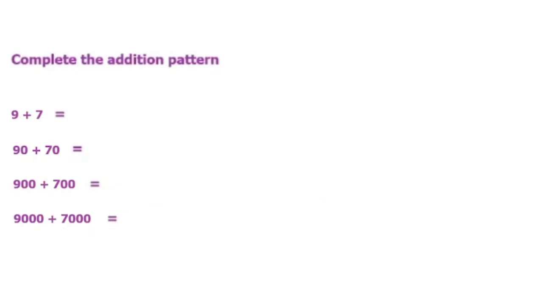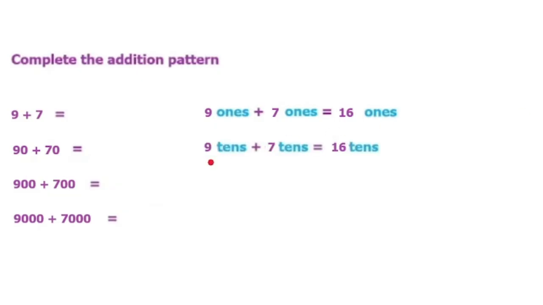So what you have to do for this kind of problem is break it down into place value. So we have 9 ones and 7 ones, and that equals 16 ones total. Then we have 9 tens and 7 tens, which equals 16 tens. Actually, let's write it all in at the end.